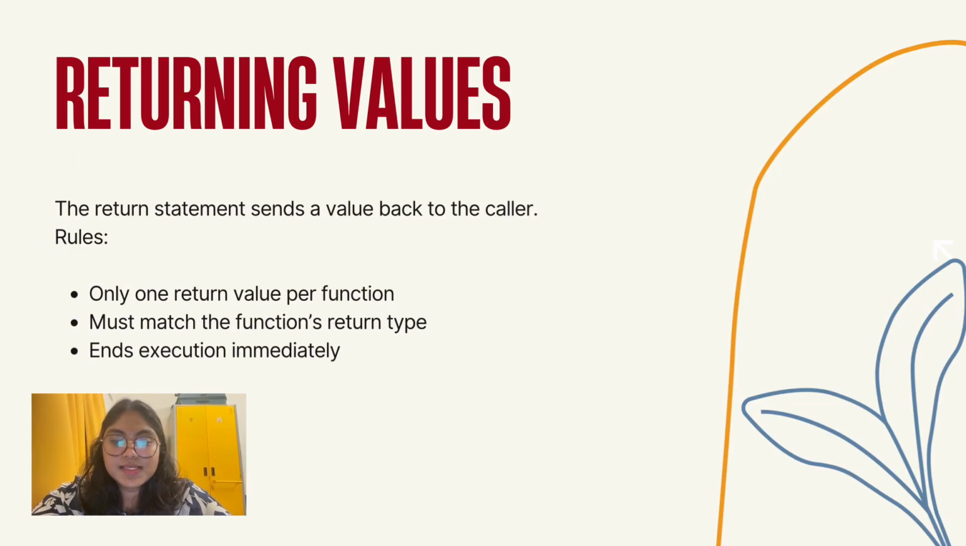The next one is returning values. The return statement sends a value back to the caller. The rules are: first, only one return value per function. The second one, it must match the function's return type. And the third one is that it ends execution immediately.